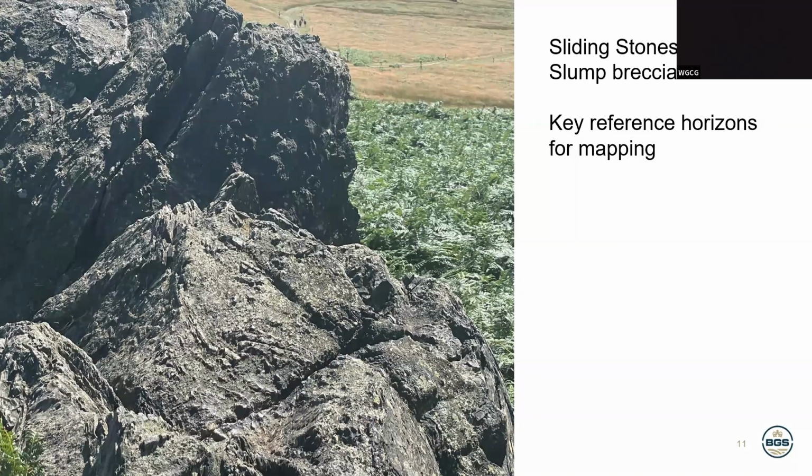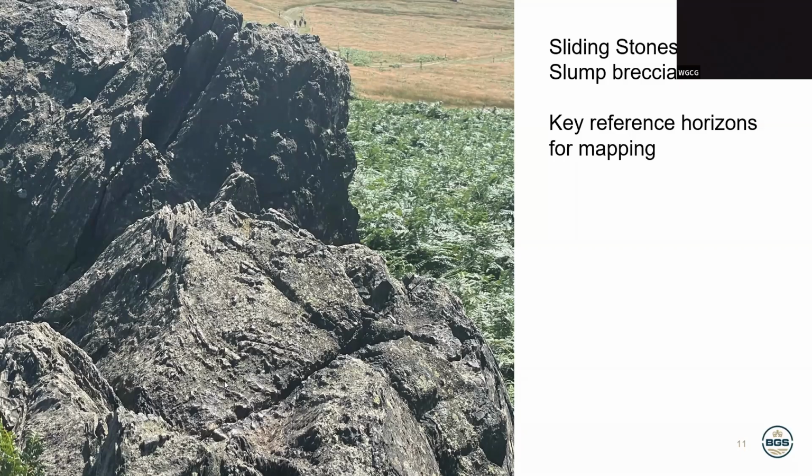Another feature of these rocks, this is not a very good slide because it's against the light, so it's difficult to acquire. But you can see that the bedding in the sediments is all over the place. It's all jiggly-piggly, and that's because this is a slump breccia.